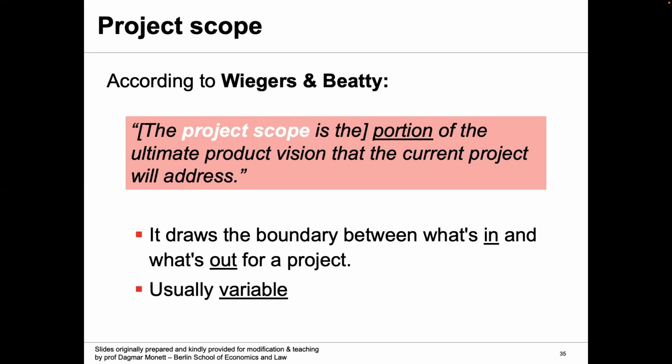So basically, while the product vision told you about the ultimate thing that you're looking for, the project scope can actually break it down into stages, like what we are hoping to achieve in the first stage and in the second stage, and it's usually quite variable, right? So this is where you talk about the commitment at various stages of the project.